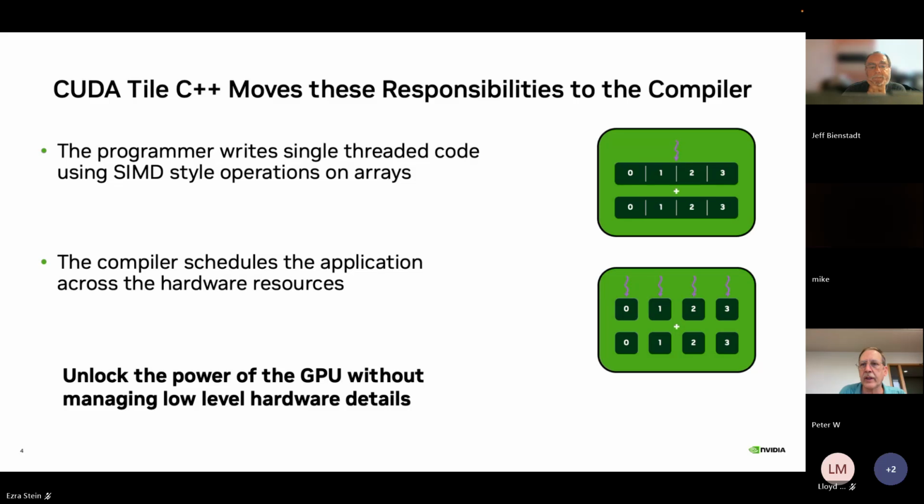Okay. All right. So I guess just to recap, the idea is with Tile C++, the programmer writes essentially a single-threaded program with array-based operations, and the compiler will parallelize them across the GPU threads. I should say this isn't exactly a new idea. There's lots of languages that have array-based programming, such as Fortran and MATLAB.